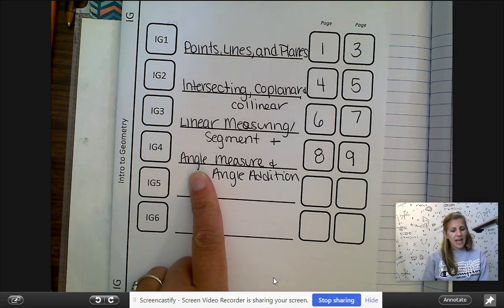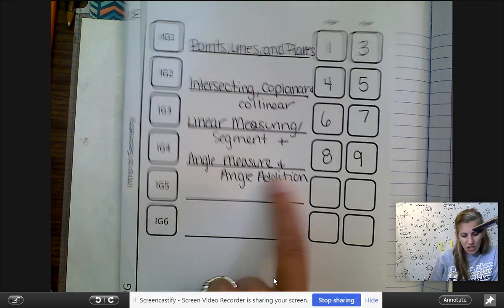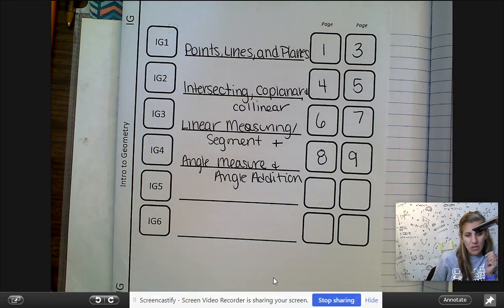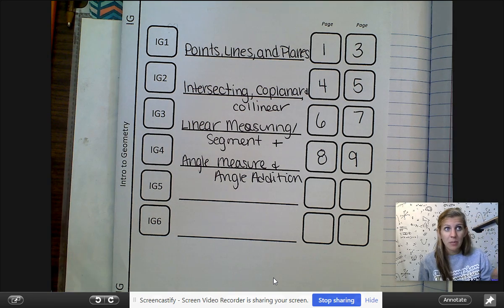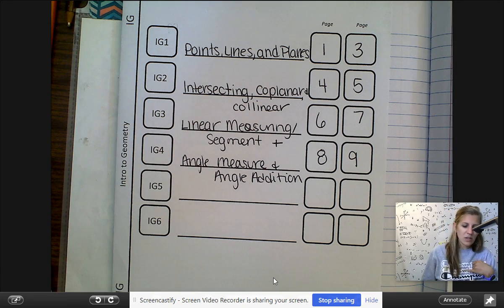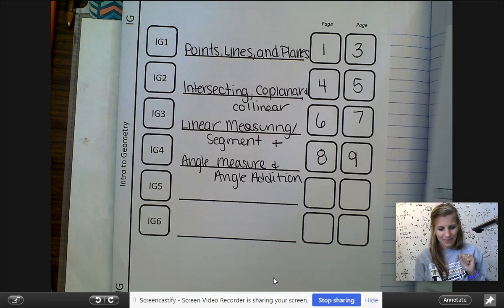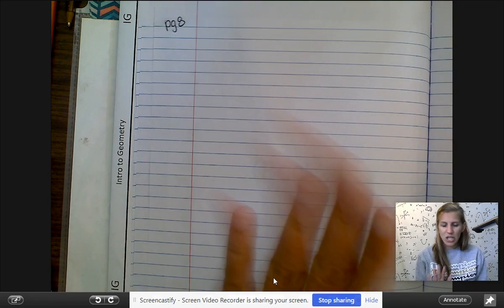Alrighty, in our table of contents, today we're going to be talking about angle measure and angle addition. So when it comes to figures in geometry, we have our basics: point, line, plane. One level up from that are lines and angles. So we talked about lines. Now we need to talk about angles. We're going to do that on page 8 and 9.